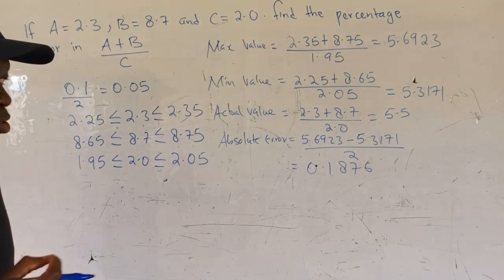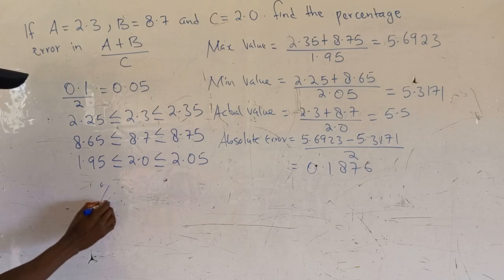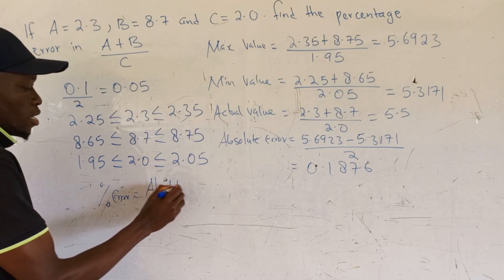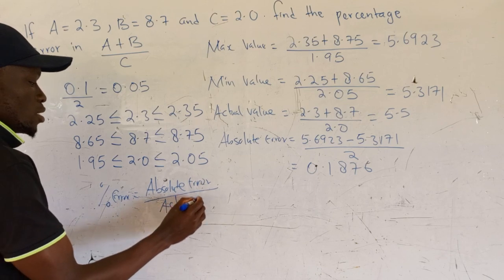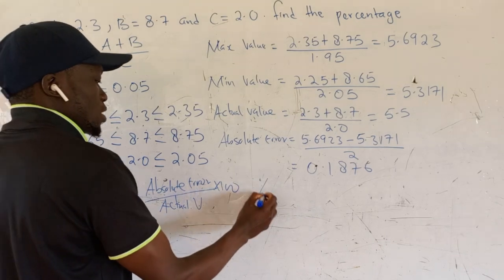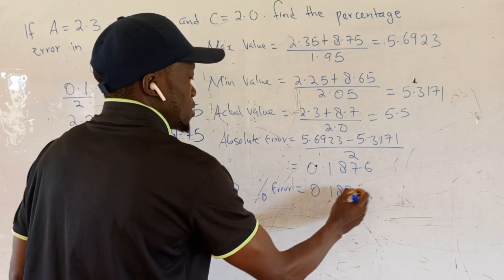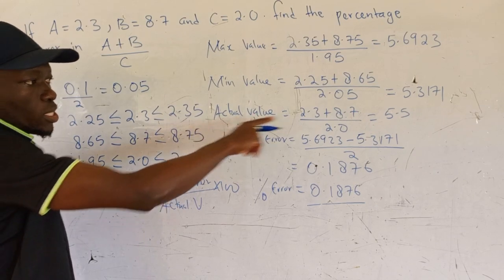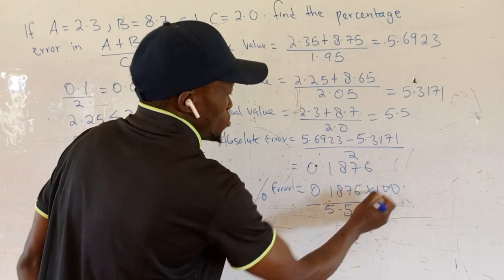After getting the absolute error, now you can get the percentage error. We say that percentage error is simply the absolute error, then you divide by the actual value, then you multiply by 100. This is the formula that you use. So I'm going to say percentage error will be the absolute error, which is 0.1876. I divide by the actual value, this one here, which is 5.5, then I multiply by 100.